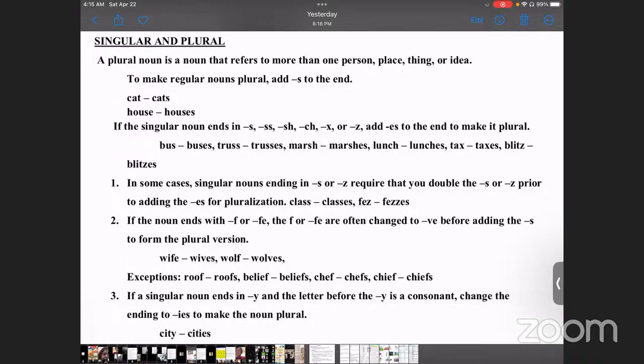In some cases, singular nouns ending in an S or a Z require that you double the S or the Z prior to adding the ES. For pluralization, one example is class. Class, and you add an ES with an S in front of it. And fuzz is the same. And there are other words you can see as we go along.